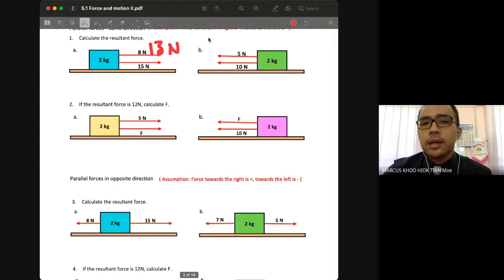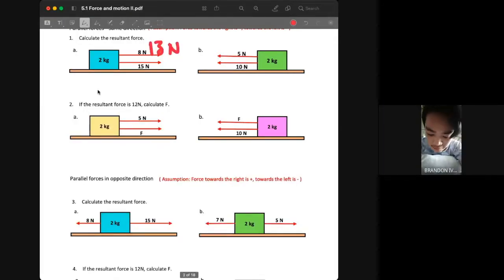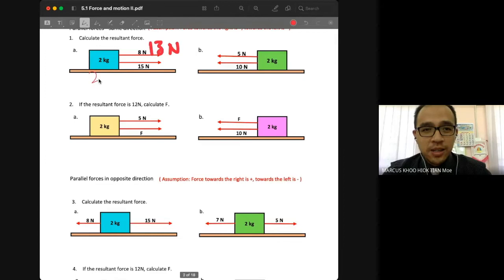Why 13? Why 30? Shouldn't be 13. Shouldn't be 30. The resultant force on 1A. Sorry, 23. Okay, 23 Newton. All right. Next one, Damir, B.